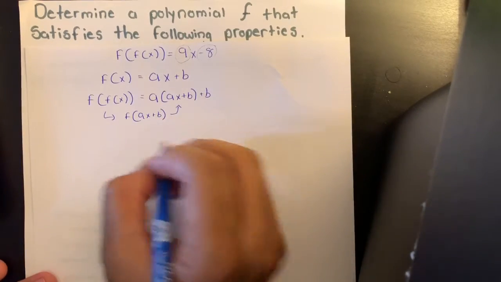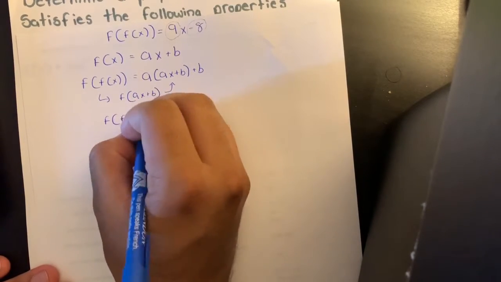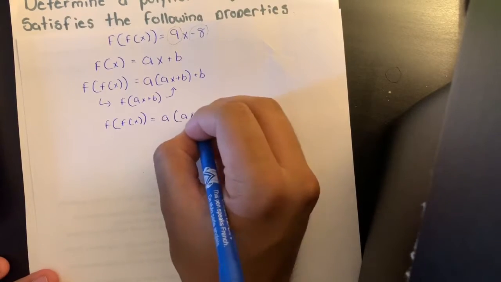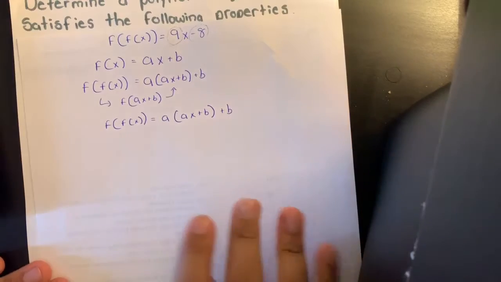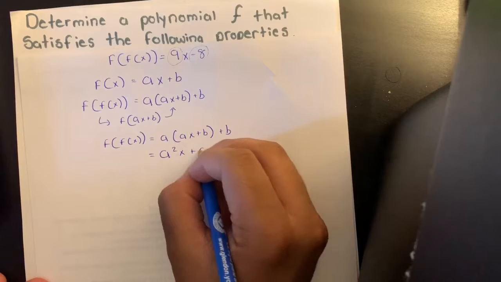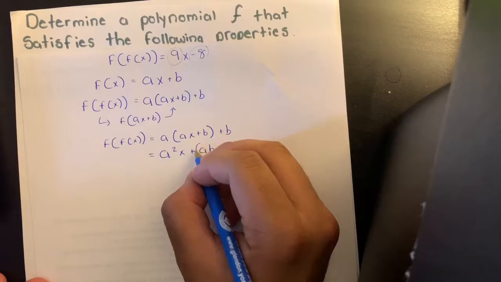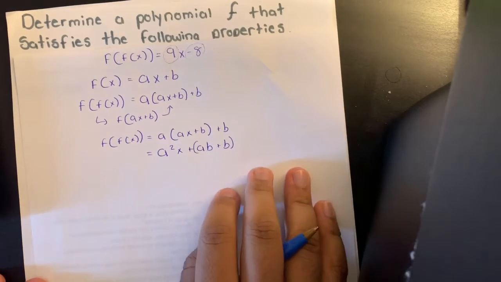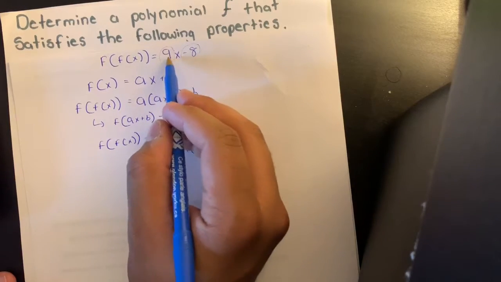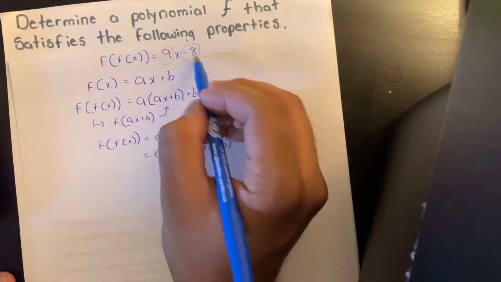So now we can expand that. Let me write it again. f at f of x is equal to a times ax plus b. Now expanding that, you get a squared x plus ab plus b. And what I like doing is putting brackets around the ab plus b, because this makes it more clear that the a squared has to equal 9 because it's the coefficient in front of x, and your ab plus b has to equal the constant negative 8.